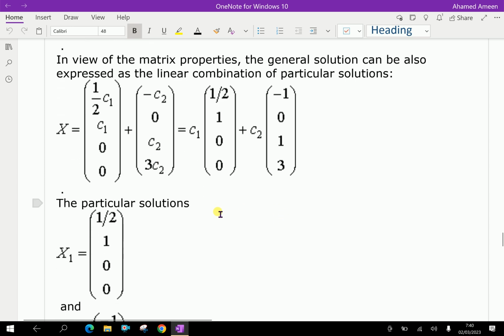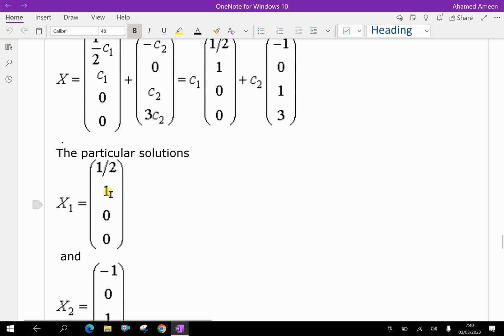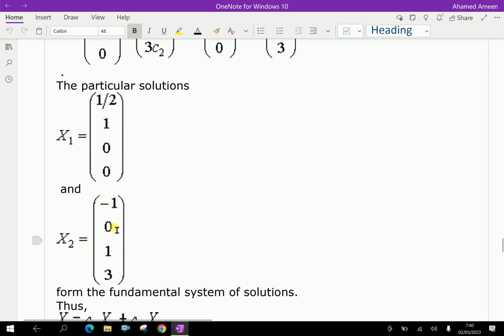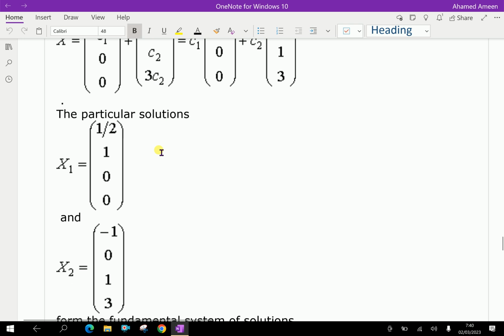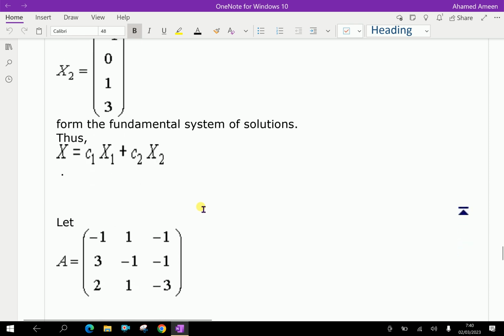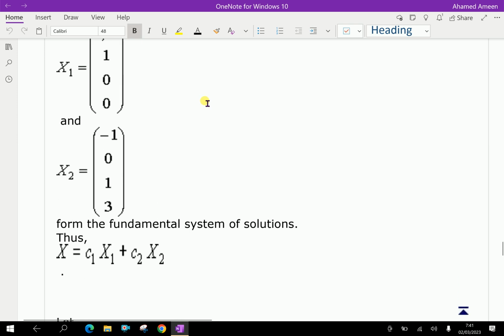Therefore the particular solutions are x1 equals half, 1, 0, 0 and x2 equals minus 1, 0, 1, 3. This is the solution. From the fundamental system of solutions, you get x equals c1 x1 plus c2 x2. From the parametric values of c1 and c2, we can get the solutions of this system of equations.